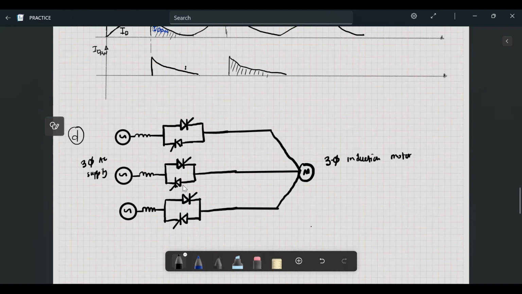So this part of the circuit is the control part of the circuit. This one here. So this is a thyristor voltage controller. Okay.